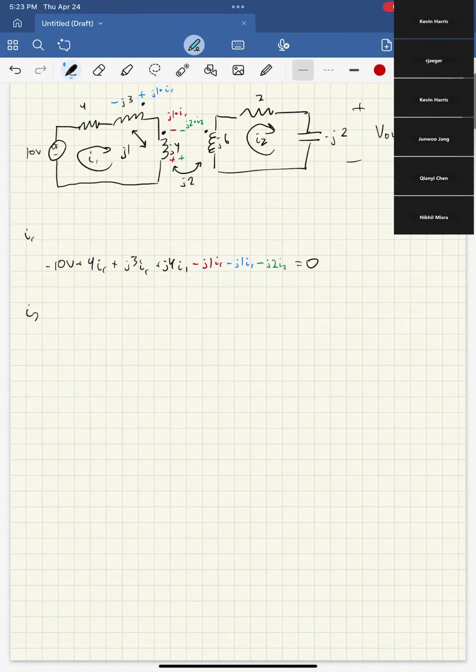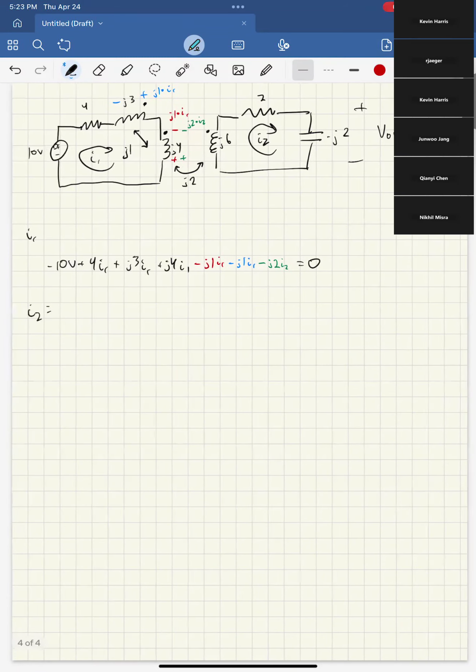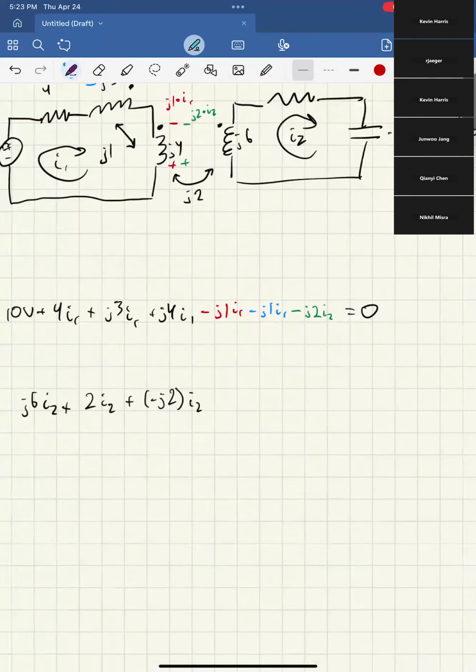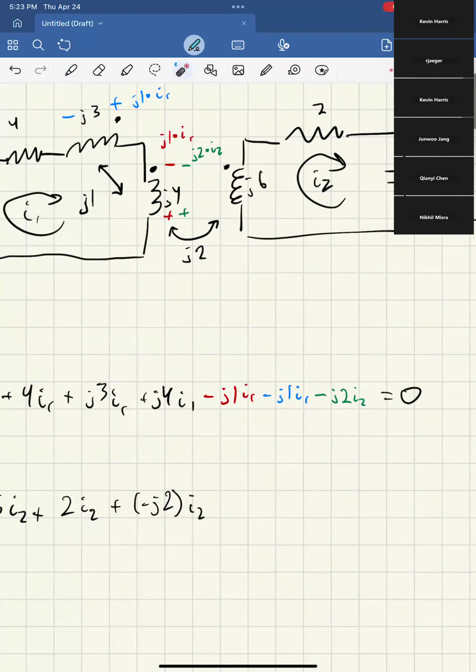Now for I2, it's a bit simpler, because we only have one mutual inductance and there's not even a voltage source. So we just have J6 times I2 plus 2 times I2 plus minus J2 times I2. And then we have one mutual inductance here, which I will do in purple. So again, we've defined I1. The only one we have to deal with here is the effect of this on the voltage that's going to be made here. We don't know what direction it is yet. We'll figure that out now.